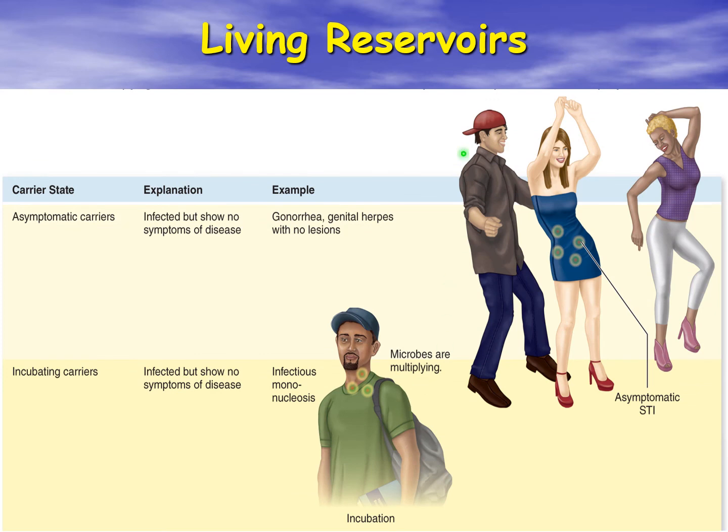So here's just showing some of these examples. An asymptomatic carrier, they're infected, showing no signs or symptoms of disease, and yet they're able to pass it on to other individuals. Incubating carriers, those that may be in that incubation stage or the early prodromal stage, when the microbes are just really getting established and just beginning to multiply, can actually also be a source of infection.